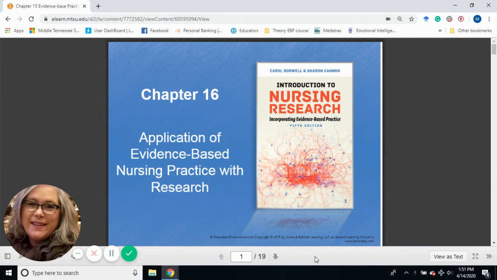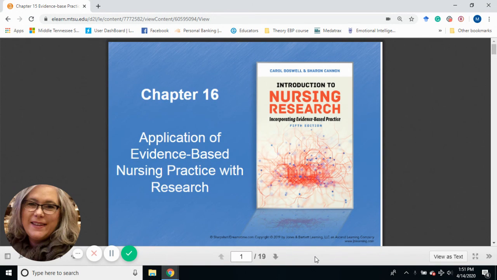So my Loom crashed and I'm starting over. So again, let's begin. Chapter 16. The Loom will probably say chapter 15. That's okay. So we're going to look at evidence-based practice, using research to guide evidence-based practice and applying evidence-based practice.